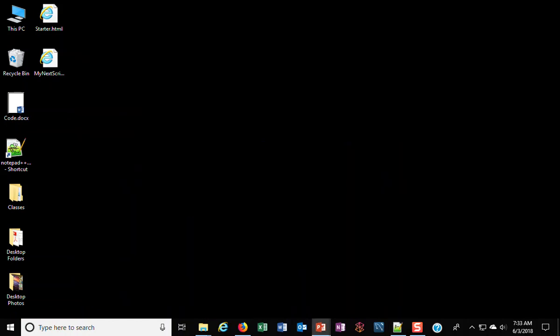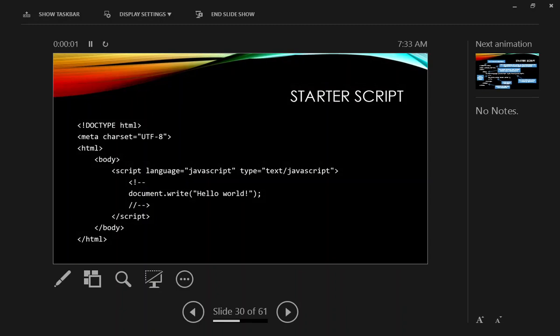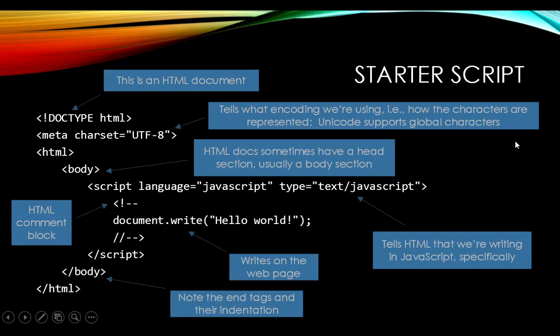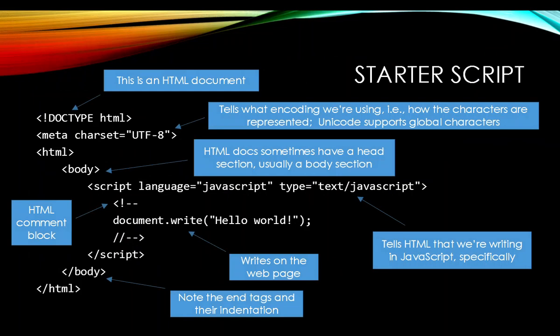Let's go back to our slideshow for a second. I will swap that again. And so here's our starter script, and then in the slide deck you will see that there's some annotations that tell you exactly what we're doing at each point there, and hopefully that will be helpful. So that ends our video on writing our first JavaScript.